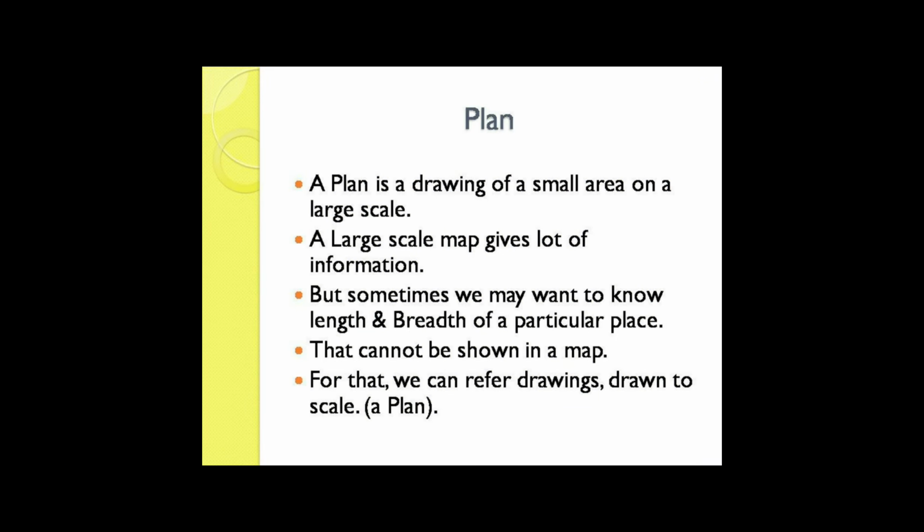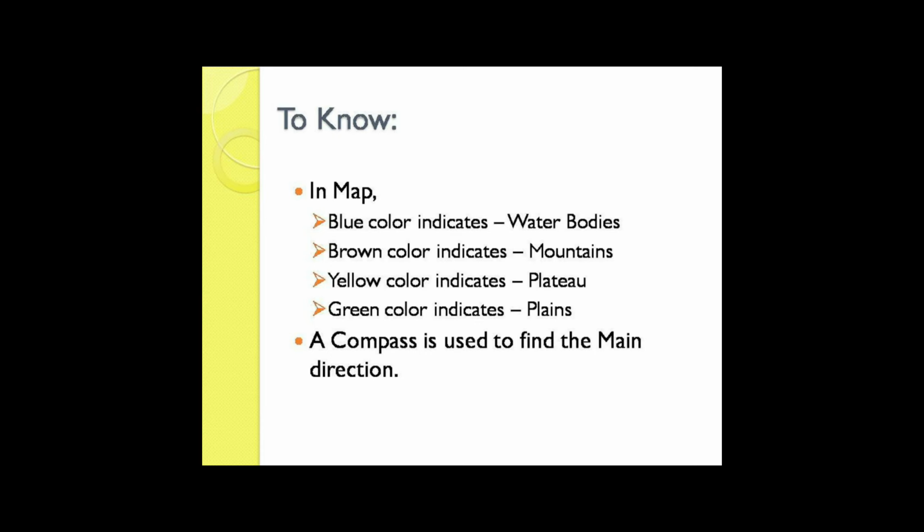Plan. A plan is a drawing of a small area on a large scale. A large scale map gives lot of information, but sometimes we may want to know length and breadth of a particular place that cannot be shown in a map. For that we can refer drawings drawn to scale. That is a plan. To know in map, blue color indicates water bodies, brown color indicates mountains, yellow color indicates plateau, green color indicates plains. A compass is used to find the main direction.